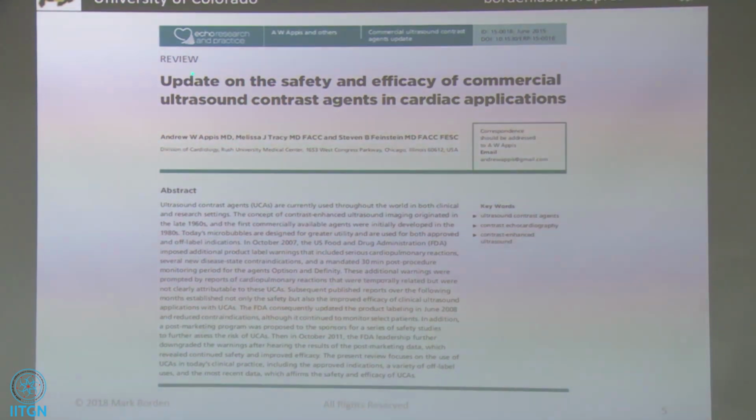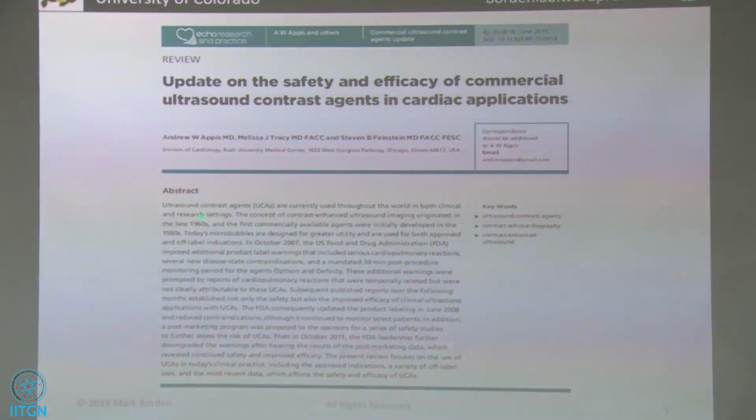And the title of this paper is Update on the Safety and Efficacy of Commercial Ultrasound Contrast Agents in Cardiac Applications, which is what it was initially approved for in the United States. And so you can read this abstract, and it kind of gives you a nice overview. So I think it's worth reading really quick.